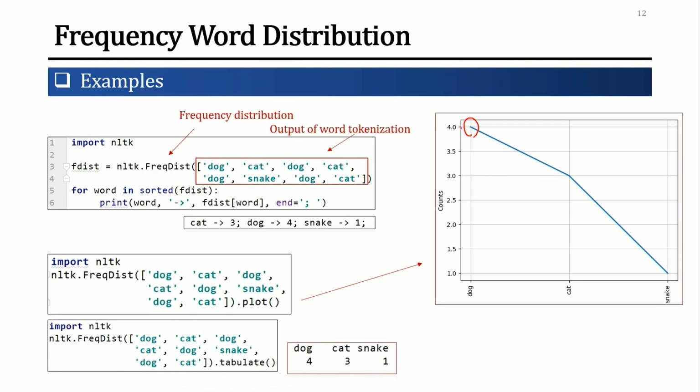And next we can also see this information in a tabular format. So we can use the function tabulate. It gives us the information in a table format. So we have the words dog, cat, and snake and the number of times each word appears in the text.